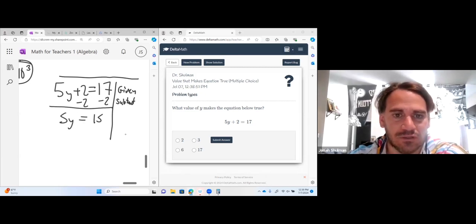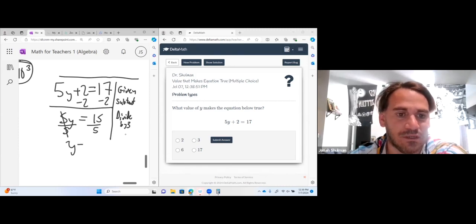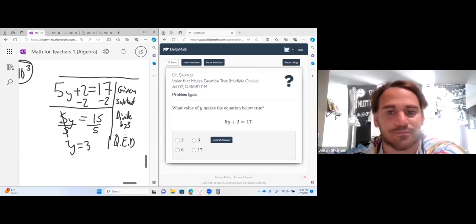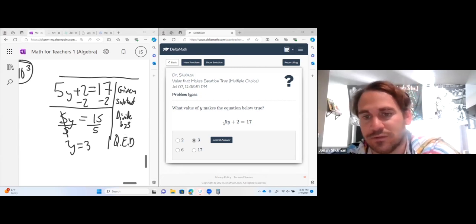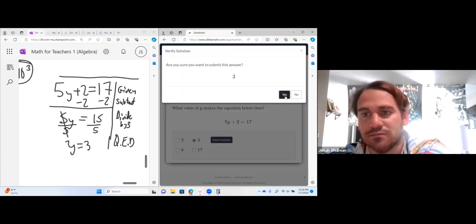And then we're going to divide by 3. They don't know the properties yet. Just get them really used to saying what they're doing to understand why they're doing what they're doing. And then we can just say QED as it's been demonstrated. You can also have your students plug in 5 times 3 is 15 plus 2 is 17.